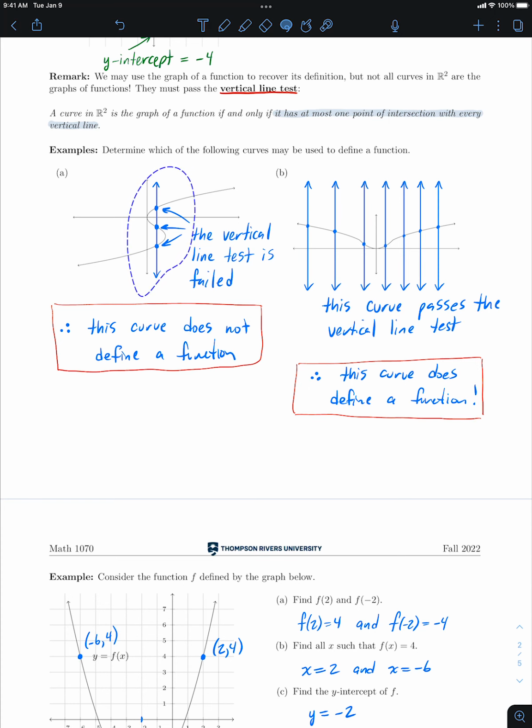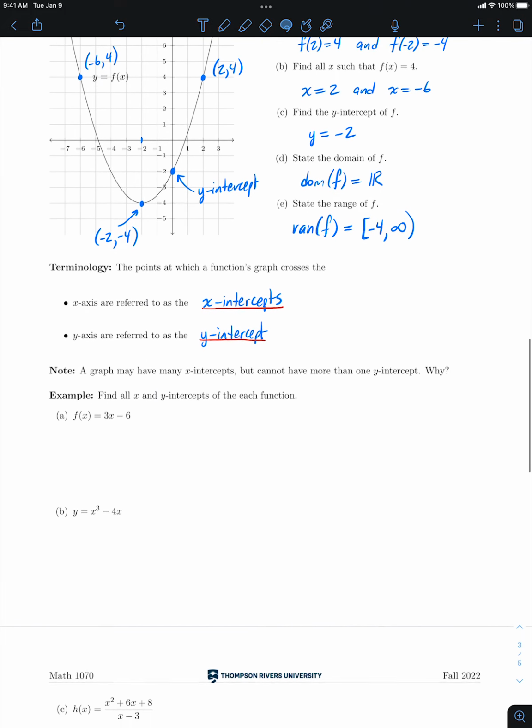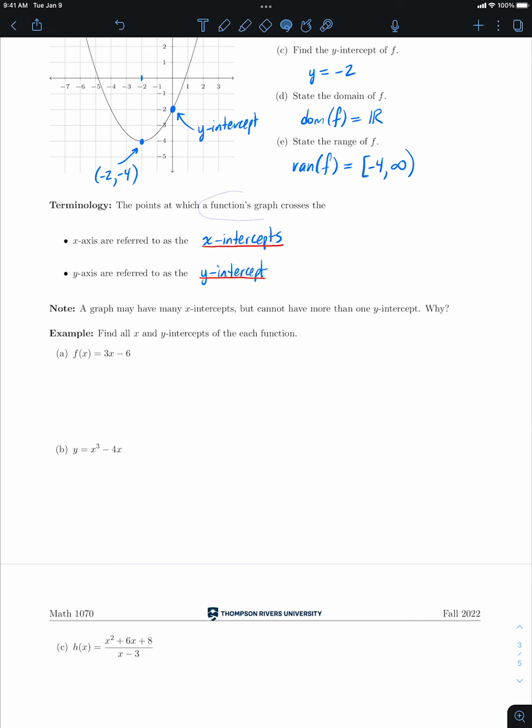function more than once. So if you had more than one y-intercept, well, the y-axis is a vertical line. So if you had more than one y-intercept, then that graph fails the vertical line test, and it's not actually a function. So if you assume that you're starting with a function's graph, you can only have one y-intercept. It might be that you don't have any at all, but you can't have more than one. But x-intercepts, you can have 2, you can have 3, you can have 4, you could have infinitely many intercepts. There's lots of functions that have many x-intercepts.